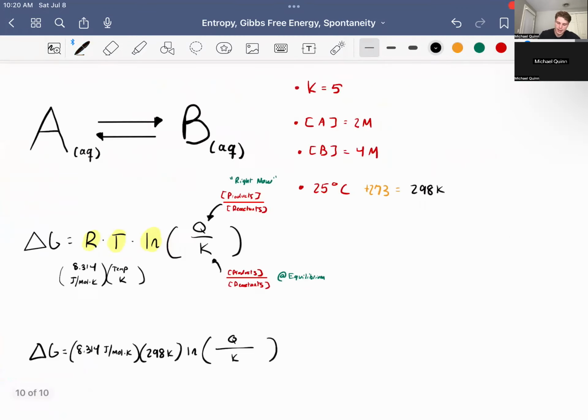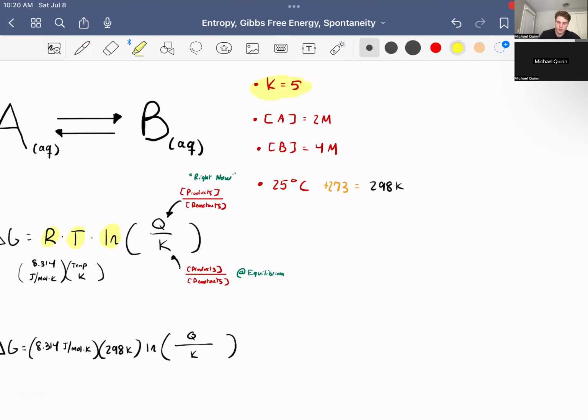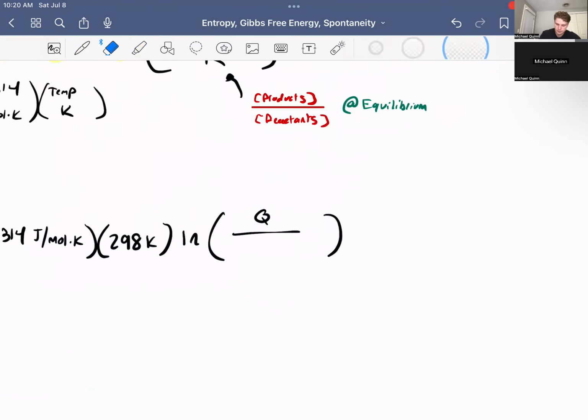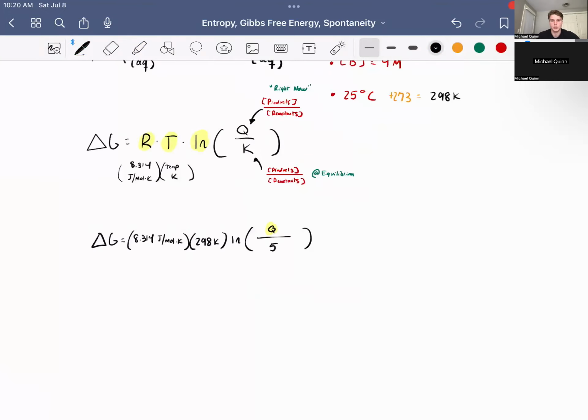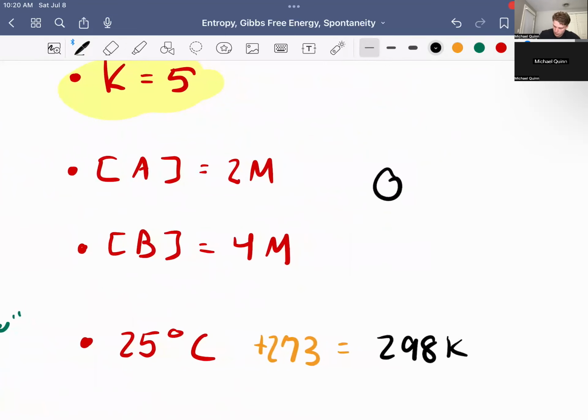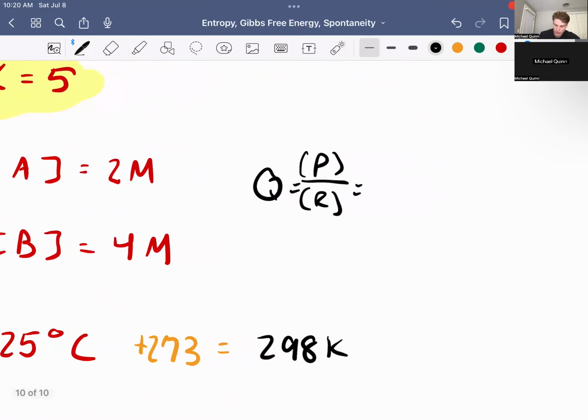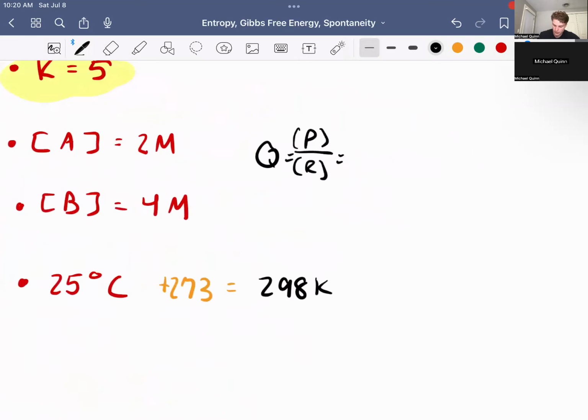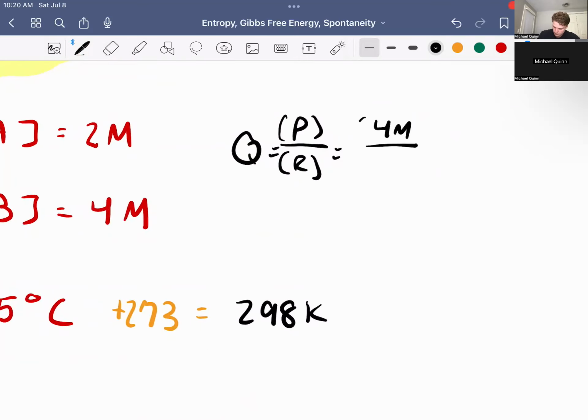Now we know that K is equal to 5. So we can plug in K. And all we need to do is solve for Q. We know that Q is equal to the products over reactants at this given moment. And right now, the concentration of B, our product, is 4 molar, and A is 2 molar. So Q is equal to 2.